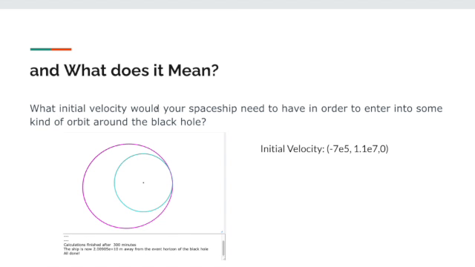What initial velocity would your spaceship need to have in order to enter into some kind of orbit around the black hole? This was another case of trial and error. I plugged in different values until I could get an orbit that would somewhat mirror the same shape as the planet's. And to get this, I got -7e5, 1.1e7, and 0.